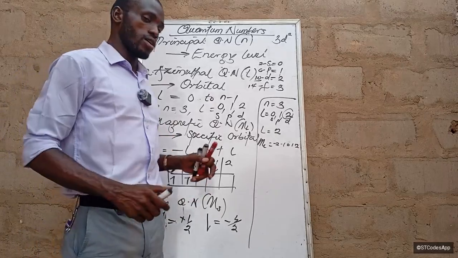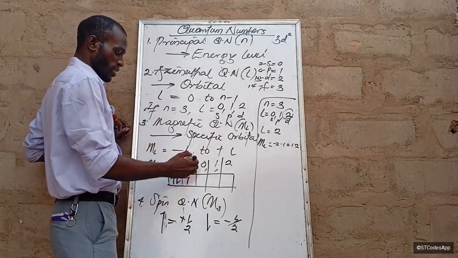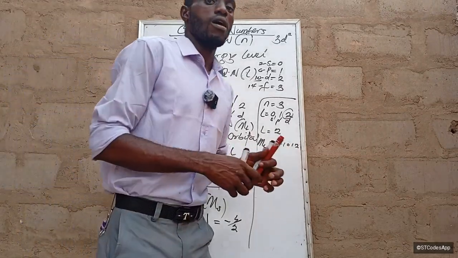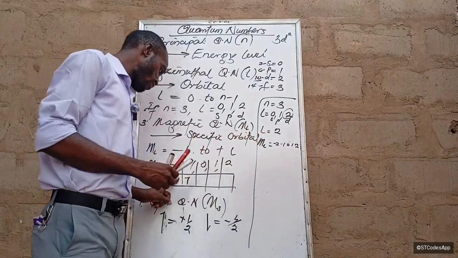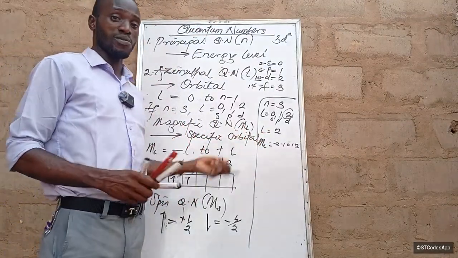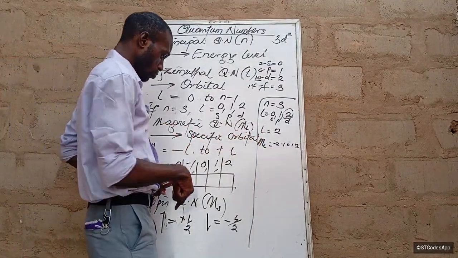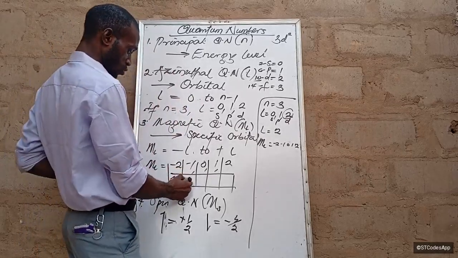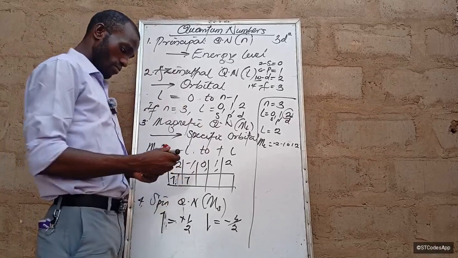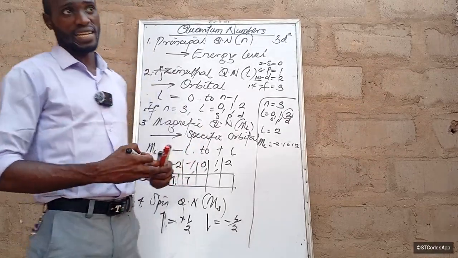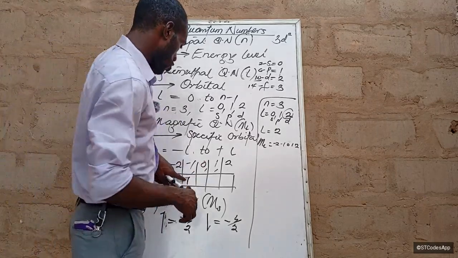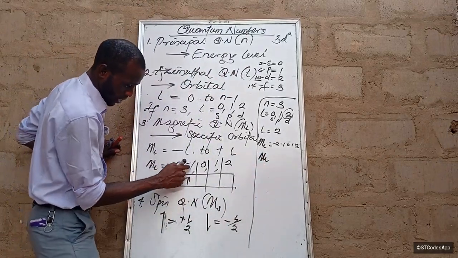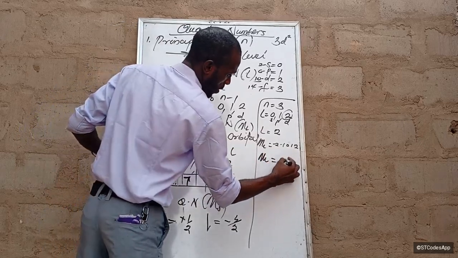Now the rule I followed here, why did I not fill it like this? It is because of Hund's rule of maximum multiplicity. Hund's rule says that you have to fill electrons into orbitals singly first before pairing them. So you go 1, 2. If I do 1 and then do 2 here, I have flouted Hund's rule. Is that clear? I stopped at minus 1, so m sub L will be minus 1.